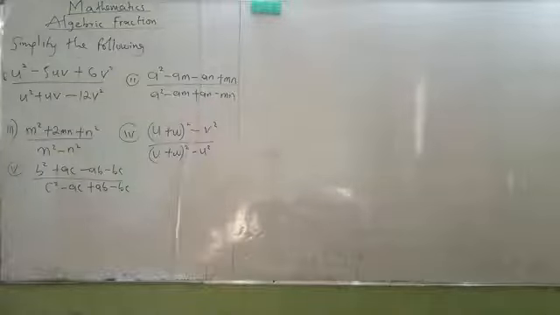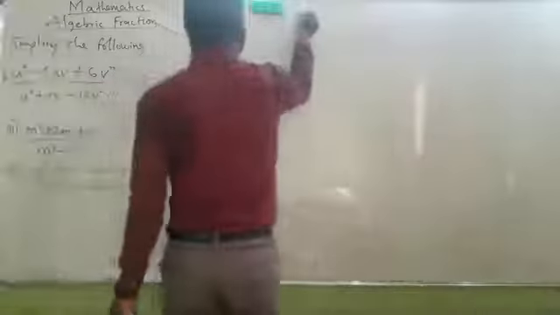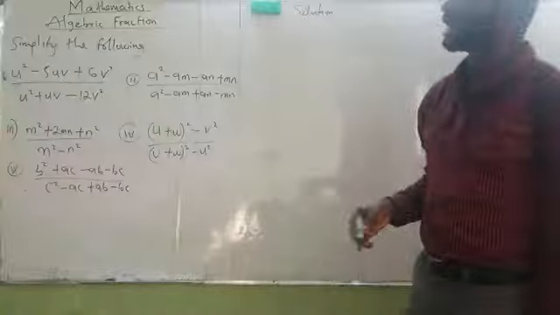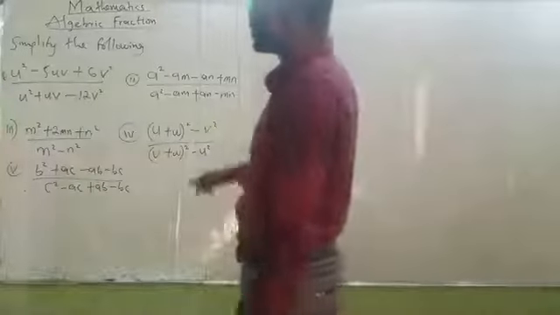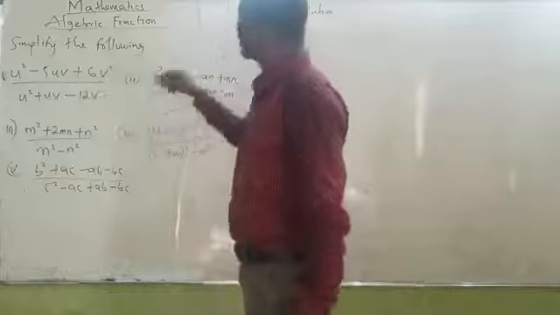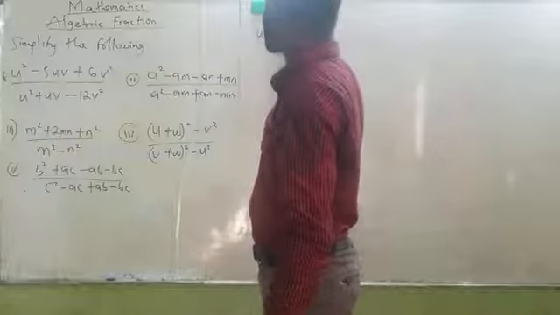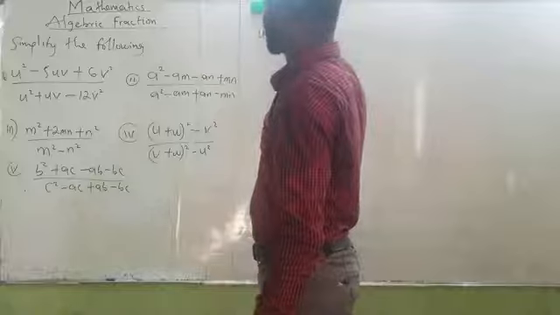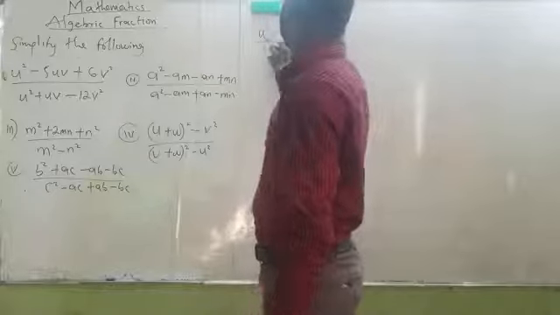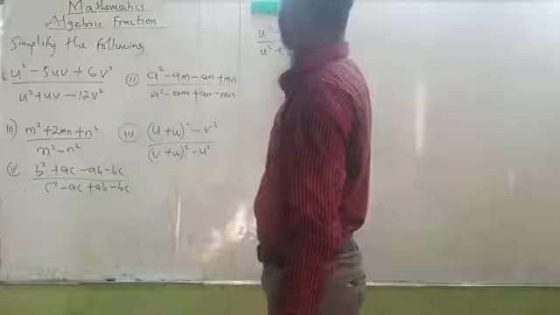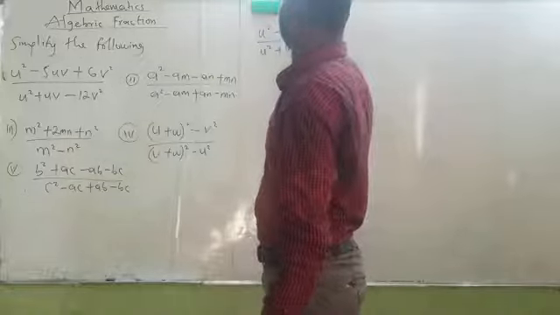Now, the solution to this question is a very simple one. Let's see how it will be. Now, solution number 1. Sorry for the noise pollution, there are some things I cannot control at this moment. Now, I have this question, which is u squared minus 5uv plus 6v squared divided by what? u squared plus uv minus 12v squared.